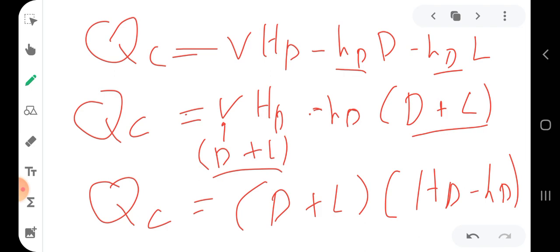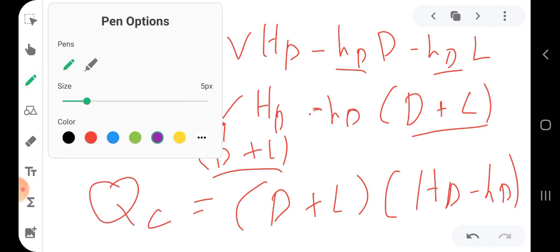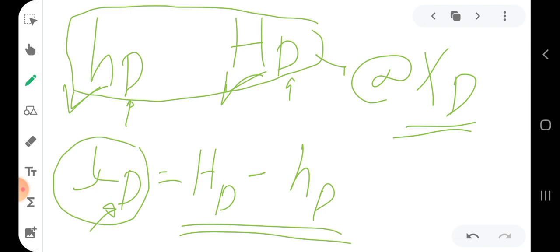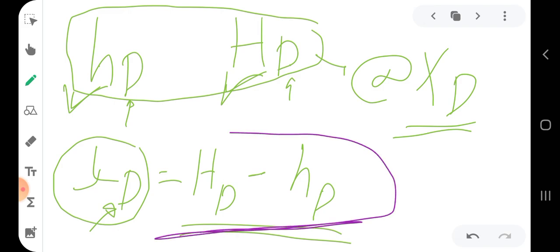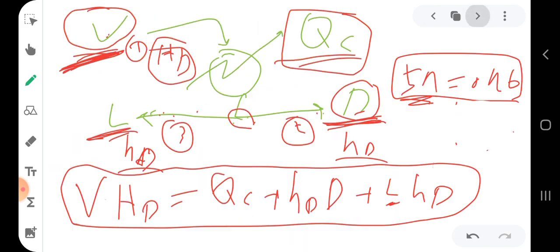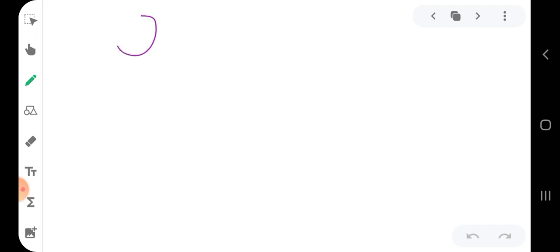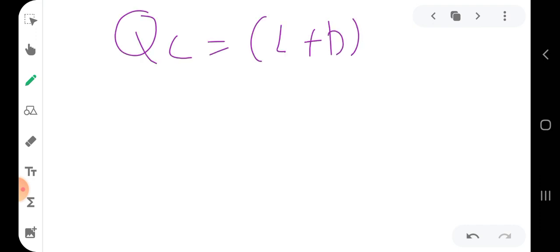So what's this quantity, H capital D minus H small d? Remember, we said let this quantity equal lambda d. So we are going to remove this quantity and replace it with lambda d. So we will have QC equal to L plus D multiplied by lambda D.